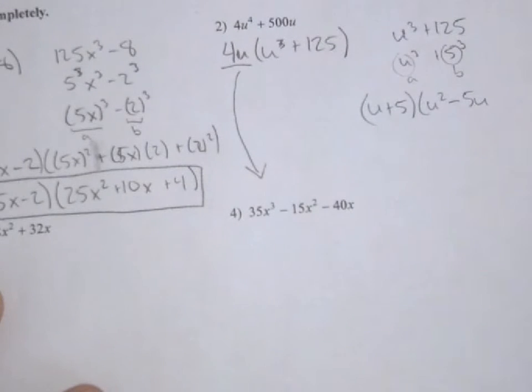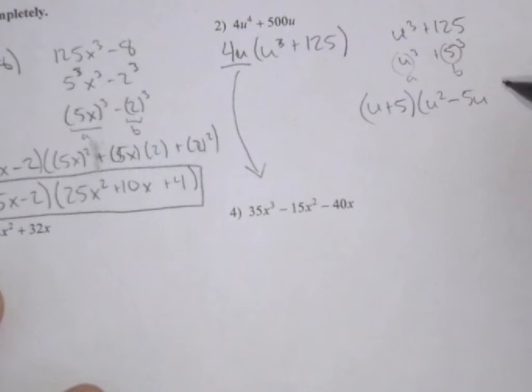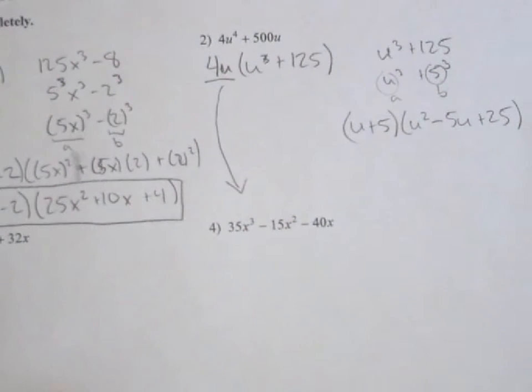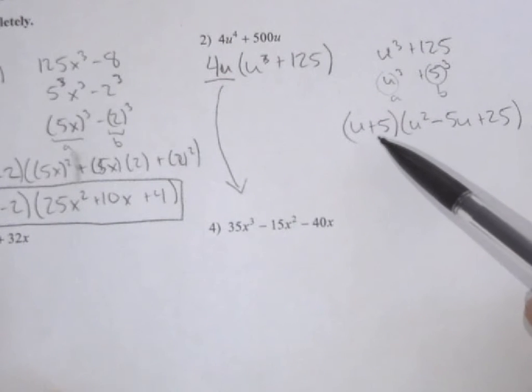So we're going to leave it as that. And then the next thing we have is b squared. In this case, that's going to be 5 squared, because 5 is our b piece. And since 5 squared is 25, I'll just write 25. Okay, so that is how my sum of cubes is going to factor. So that's almost my full answer.